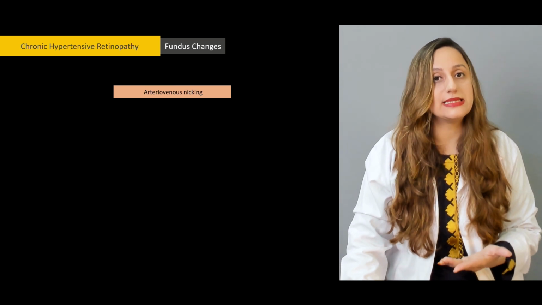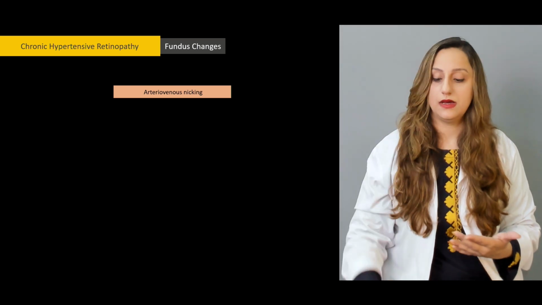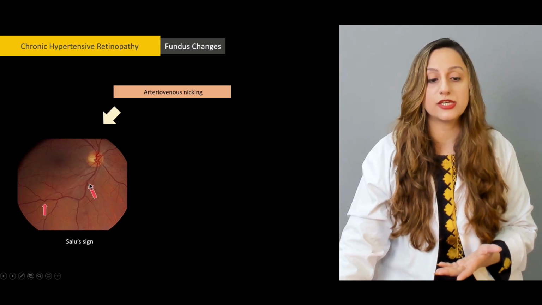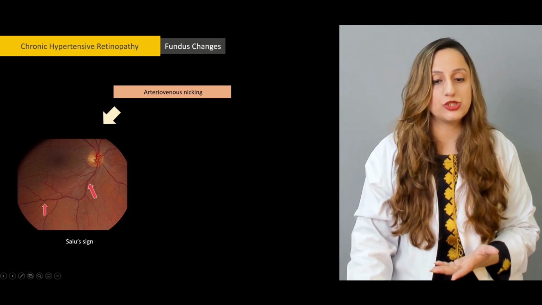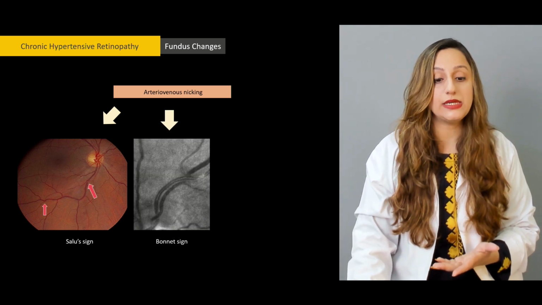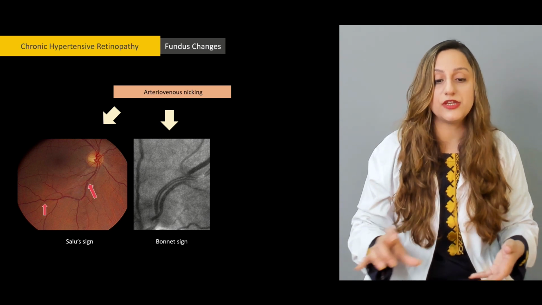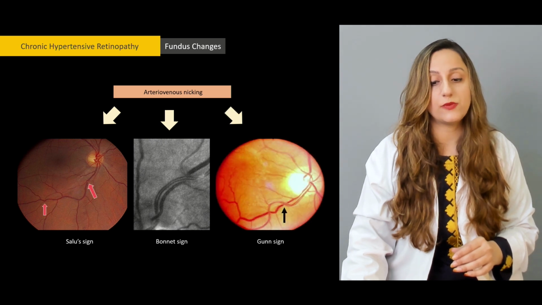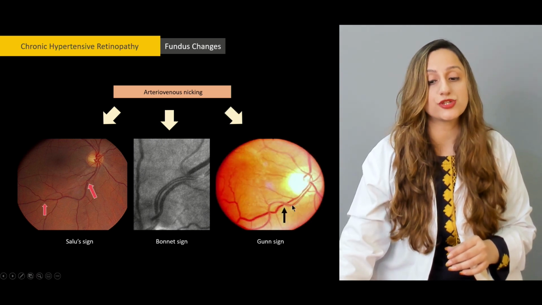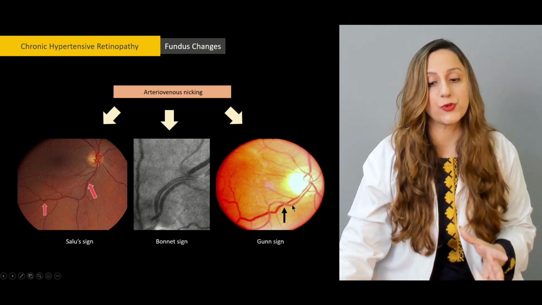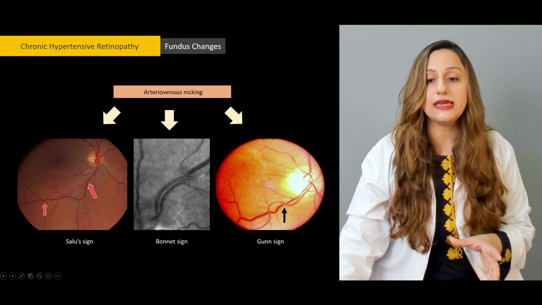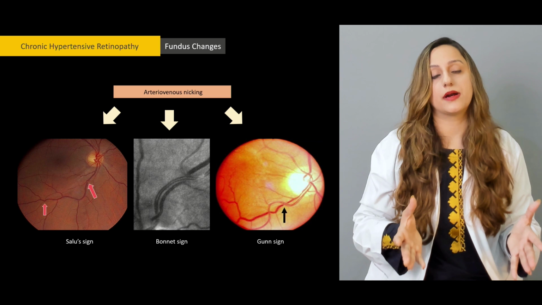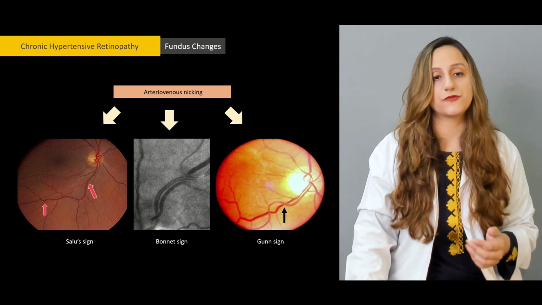The arteriovenous nicking is of different types. We have the Salus sign, that is an acute kind of nicking phenomenon that you can appreciate over here. Then we have the Bonnet's sign, that is basically giving you an overview of the vascular formations. And then we have the tortuosity or the accentuation of the blood vessels that is known as the Gunn's sign. These are the vascular changes occurring at the fundus, and all of these are related to the chronic hypertensive retinopathies.